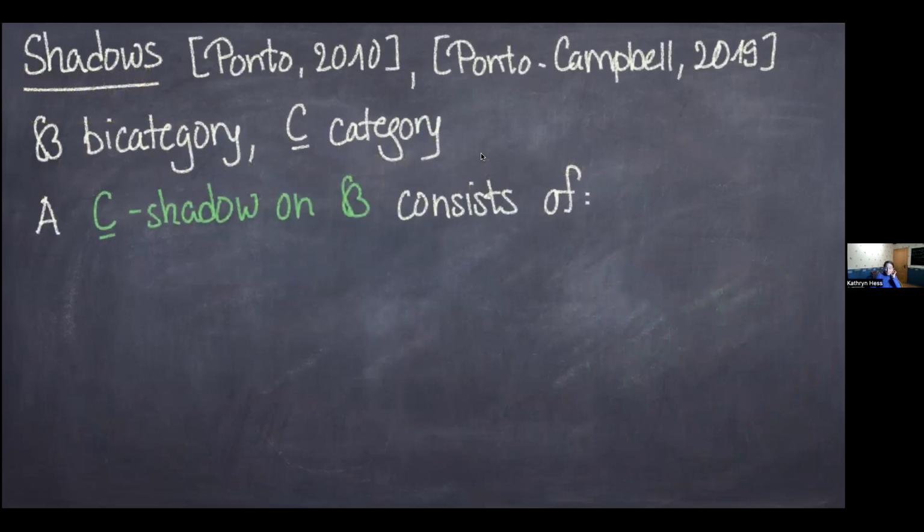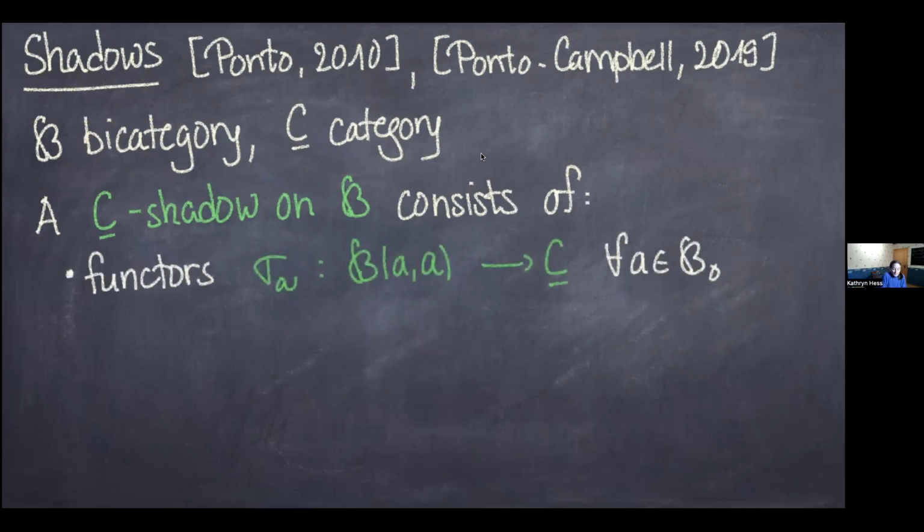Okay, shadows now. Now that we've recalled what bicategories are and these notions of duality and Morita equivalence, suppose we have a bicategory B and a category C. What is a C-shadow on B? It consists first of a bunch of functors. For every zero cell A in B, we have a functor from the endo-category of morphisms from A to A and the two cells between them to the category C. So we have one functor like that for every zero cell.